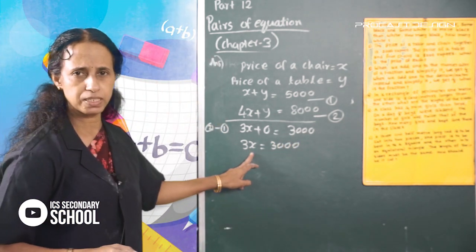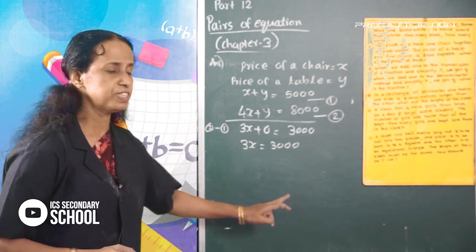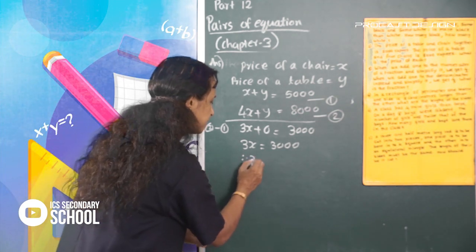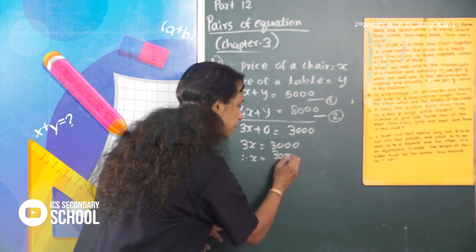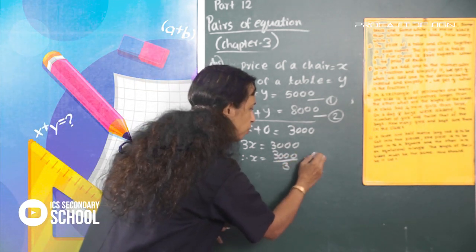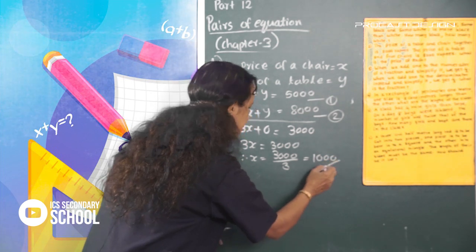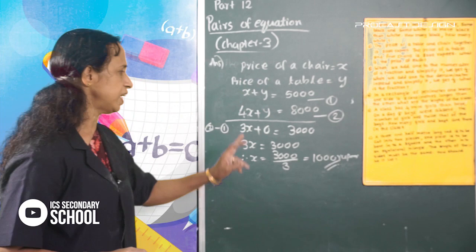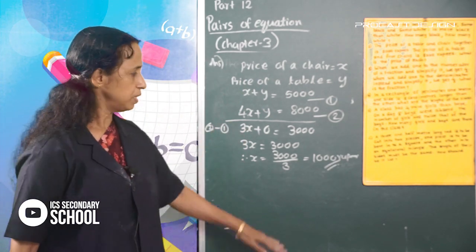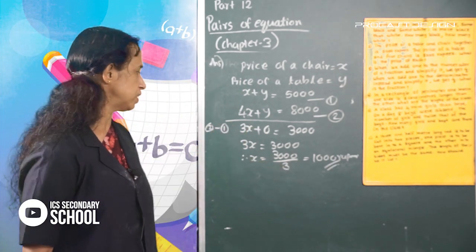Here is multiplication, so change multiplication to division. So, we can find the value of x. X is equal to 3,000 by 3, which is equal to 1,000 rupees. The price of a chair is equal to 1,000 rupees.